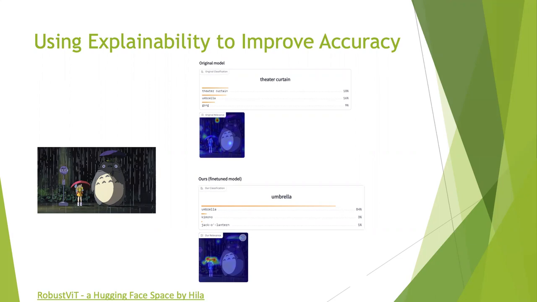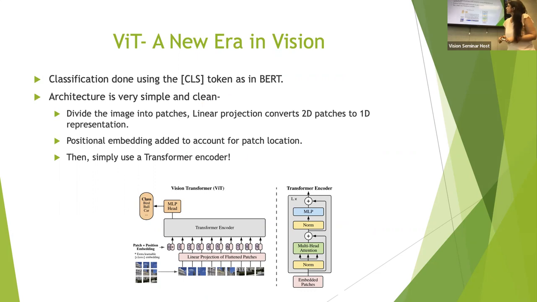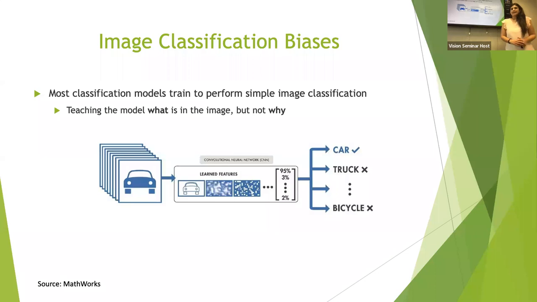Okay. So when we talk about ViT models, the image is split into patches, the patches go through linear projections, and then a vanilla transformer encoder is used to make the prediction, again with the classification token. So really a simple and clean architecture. And usually those models are trained using ImageNet. ImageNet is a classification data set.